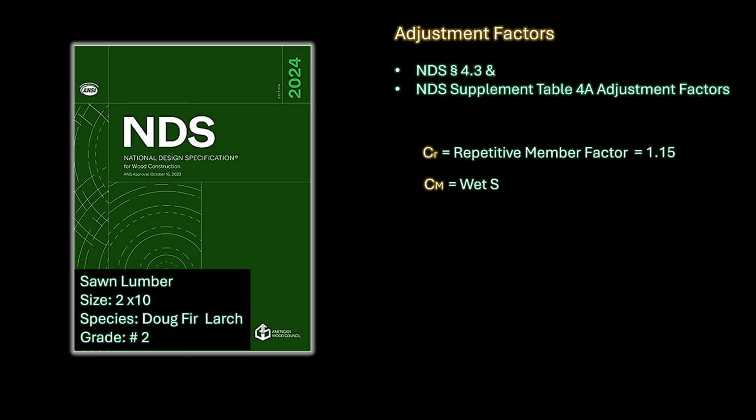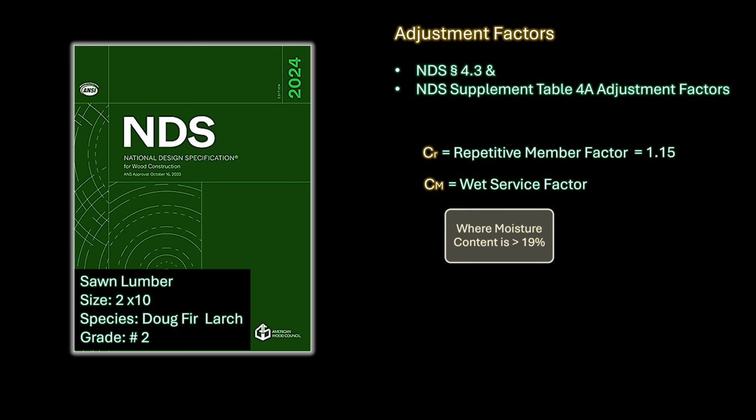The wet service factor, which is denoted as CM, accounts for the decrease in the strength and stiffness of wood when it is subjected to moisture. The reference design values provided in the NDS supplement are based on a moisture content of 19%. For cases where the moisture content will exceed 19% for an extended period of time, the NDS requires the application of the relevant wet service factor depending on the design value being considered. For this project, the floor joists will not be exposed to moisture and therefore we will use a wet service factor of 1.